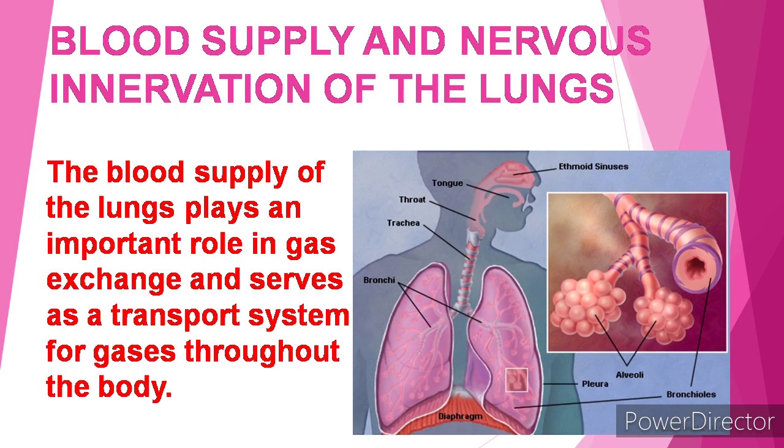Next is blood supply and nervous innervation of the lungs. The blood supply of the lungs plays an important role in gas exchange and serves as a transport system for gases throughout the body. In addition, innervation by both the parasympathetic and sympathetic nervous systems provides an important level of control through dilation and constriction of the airways.